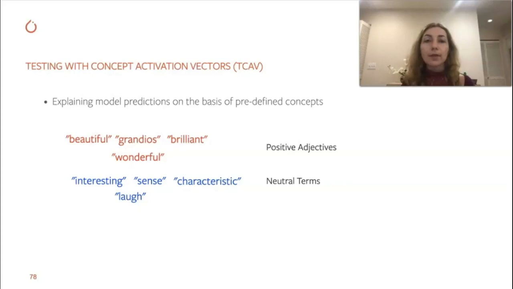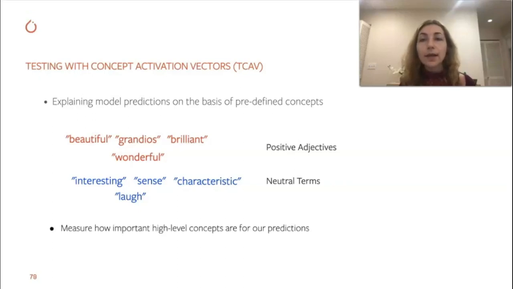Here we have examples of two concepts: positive adjectives and neutral terms. Positive adjectives concept comprises words or text that convey positive sentiment, such as beautiful, brilliant. Neutral terms concept consists of disconnected neutral terms such as sense, interesting, and is distinct from positive adjectives concept. TCAV helps us to measure the sensitivity of model predictions to different high-level concepts, such as positive adjectives or any other concepts we choose to.